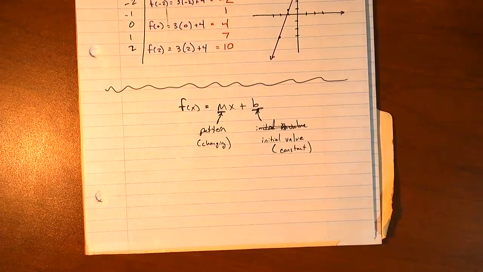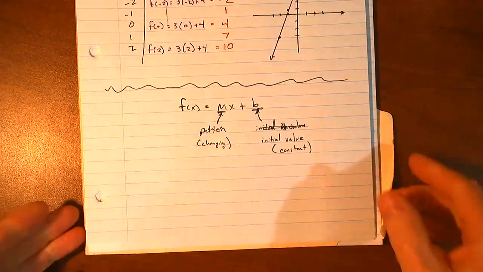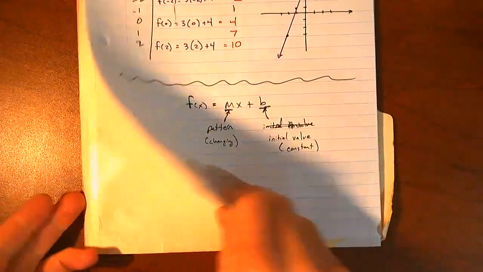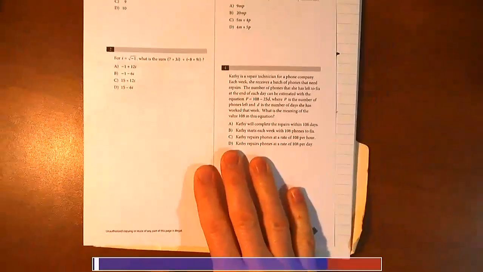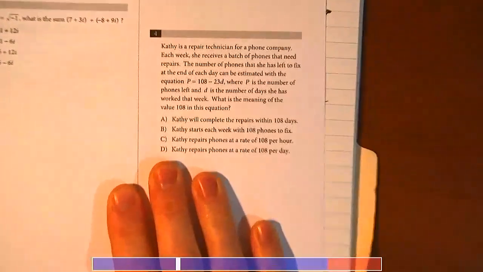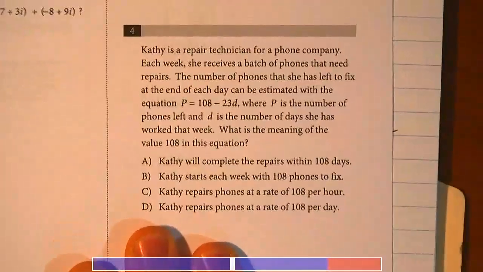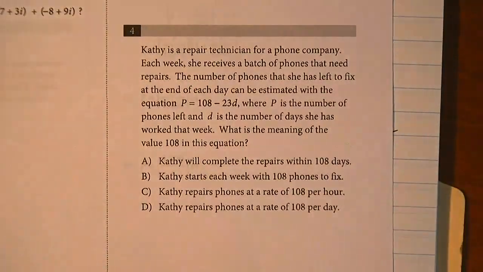And to help us with that, I have printed off 2 questions that came straight from an SAT test. And we're going to look at those 2 questions and try and break down, can we find what the pattern is, and can we find what the initial value is, okay? So maybe pause the video for a second just to read this, to become familiar with the question. Make sure you understand what the question is all about.